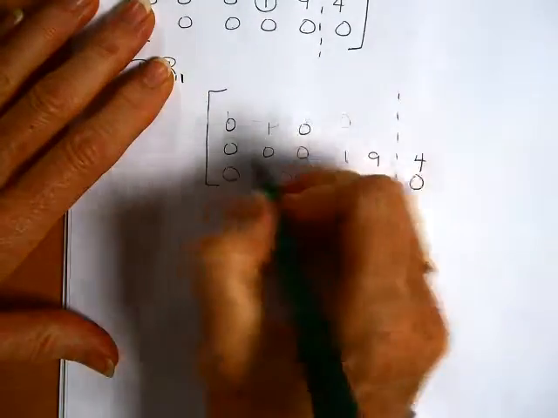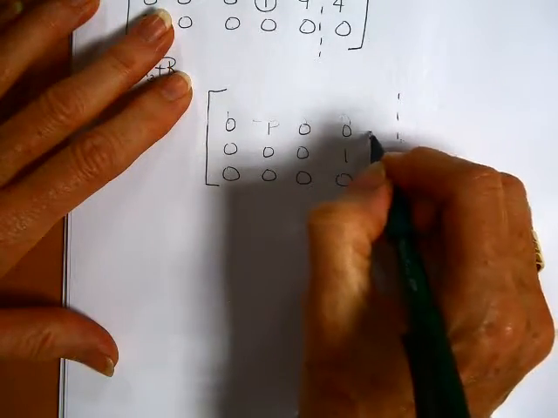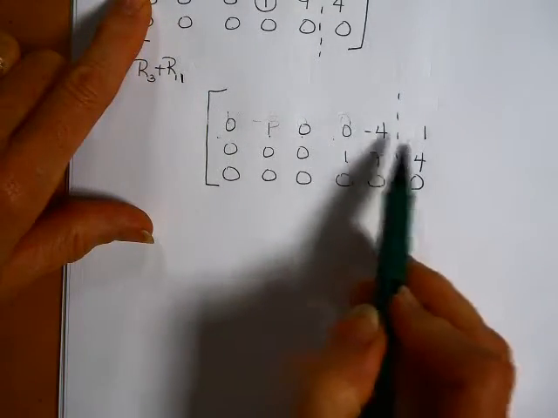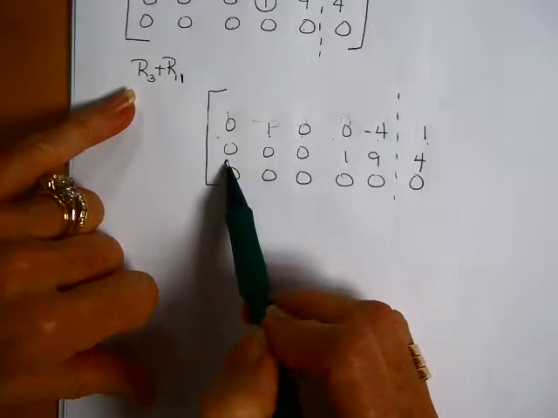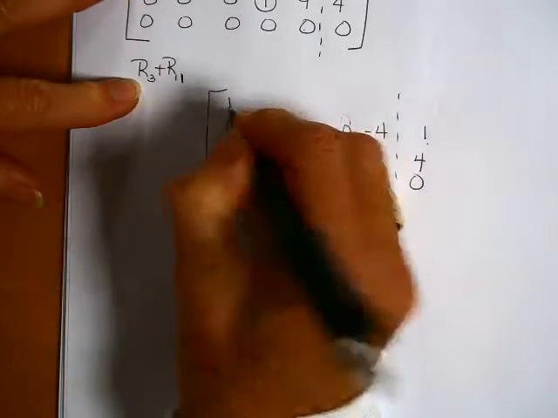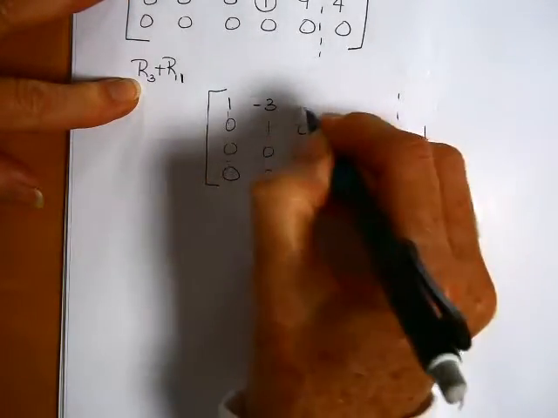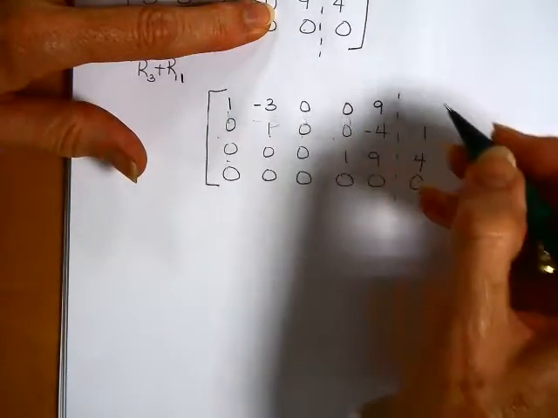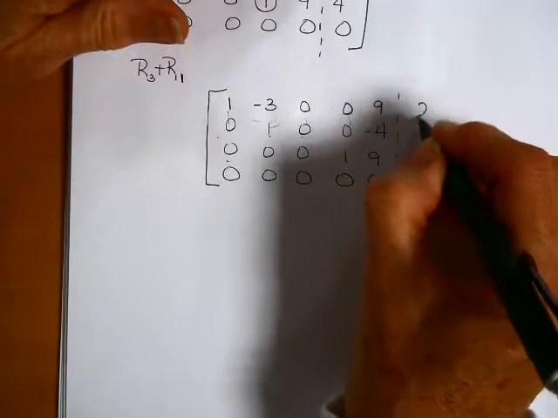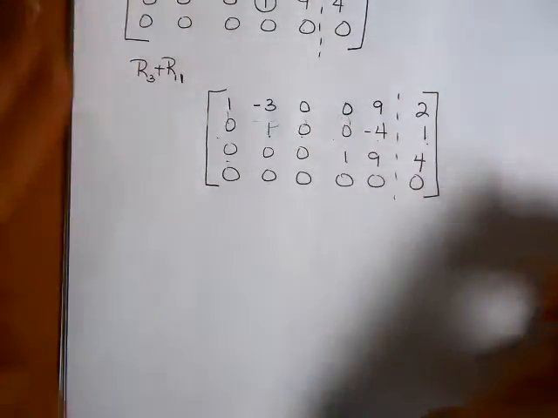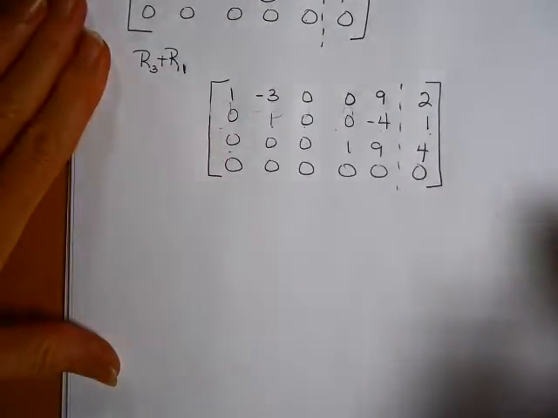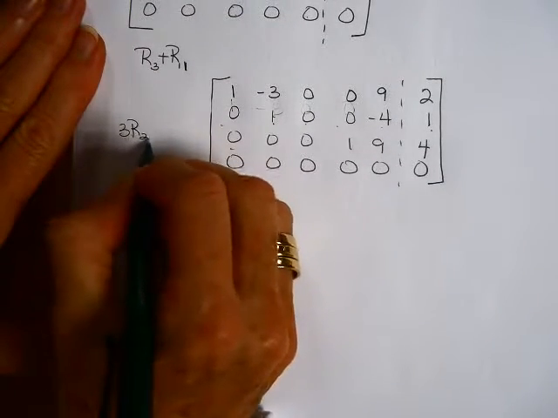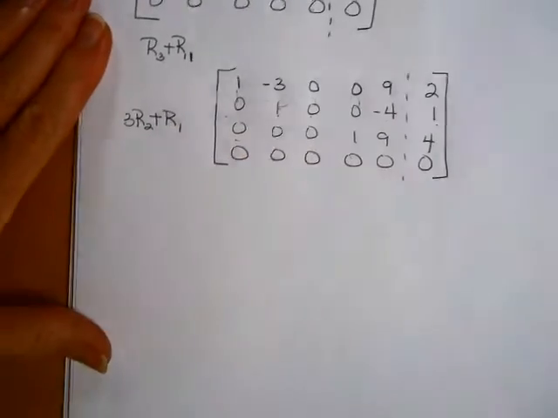I was thinking it didn't look right. Now that's right, right? 0, 1, 0, 0, -4, 1. Still adding 3 and 1 to get a 1, a -3, a 0. That's a 0. That's a 9. 4 minus 2 is a 2. You do 3 times row 2 added to row 1. 3 times row 2 added to row 1.